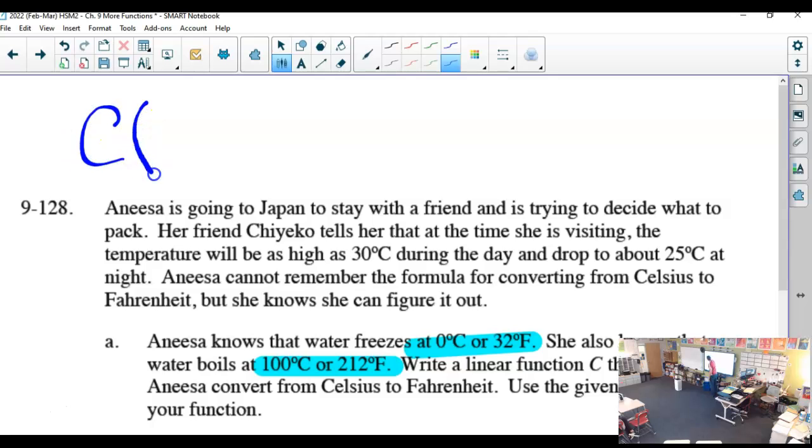We're given two points. Given F, or just forget it, I'm going to write the other one. We're given both: 0 and 32, 100 and 212. I thought you were talking about the 30 to 25. Oh my god. Forget about that. I didn't highlight that.